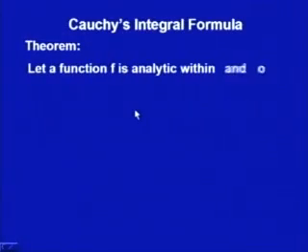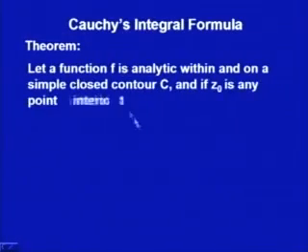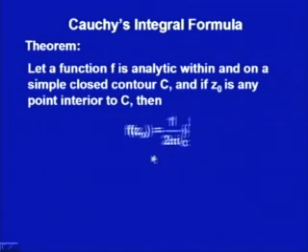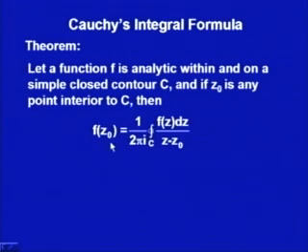I am writing it in the form of a theorem. Let a function f be analytic within and on a simple closed contour C, and if z naught is any point interior to C, then f of z naught is 1 upon 2 pi i times the integral along the closed contour C of f z upon z minus z naught dz.